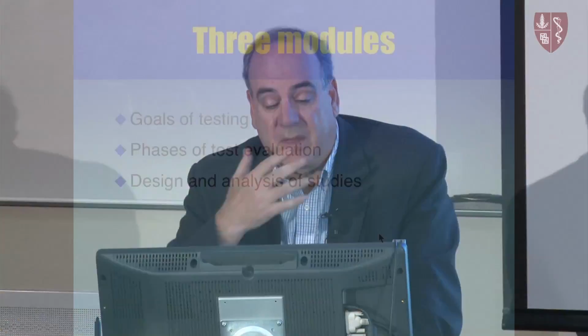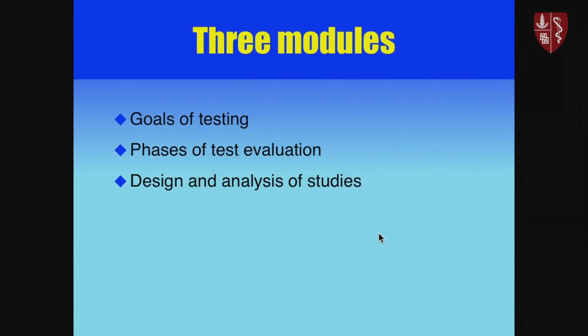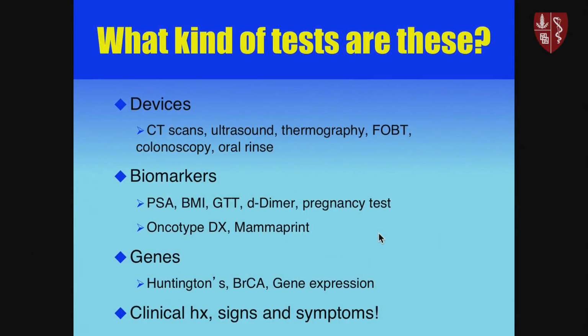So I'll talk about three things: the goals of testing, phases of test evaluation, and design and analysis of such studies. So what kind of tests are these? Well, they can be anything. Anything you measure can be turned into a test. It can be a device, a CT scan, an ultrasound, fecal occult blood testing, colonoscopy. It can be a biomarker: PSA, glucose tolerance test, a pregnancy test, Oncotype, MammaPrint. It can be genes, or it can be clinical history, signs and symptoms.